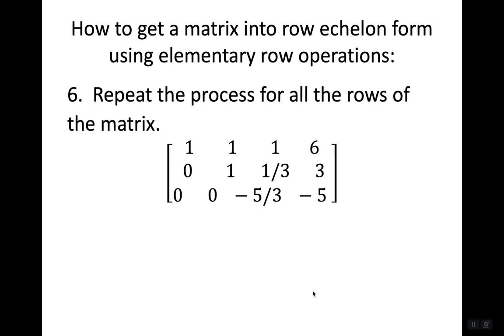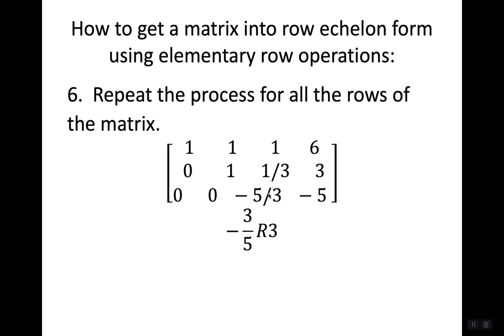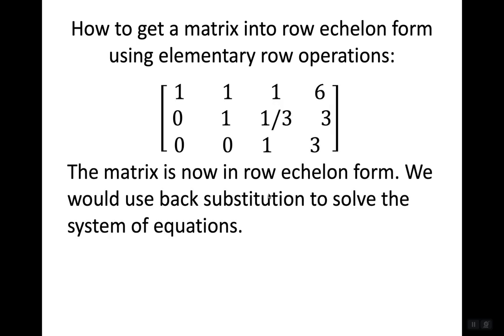Okay, we're almost there. So these two rows are great. Now we need to work on this row here. So -5/3, yeah, that's not a leading 1. We need to multiply that by -3/5, and now we have a leading 1. So, yep, we're good to go. This matrix is now in row echelon form. We would use back substitution to solve the system of equations.